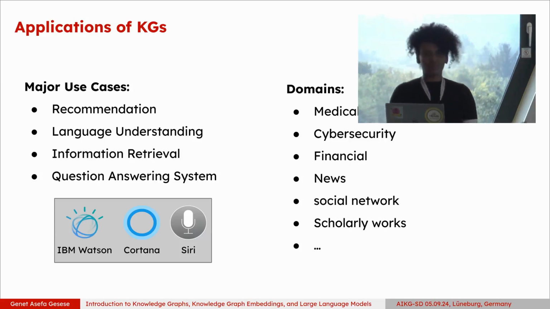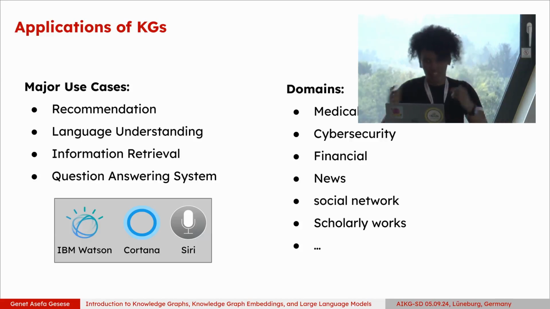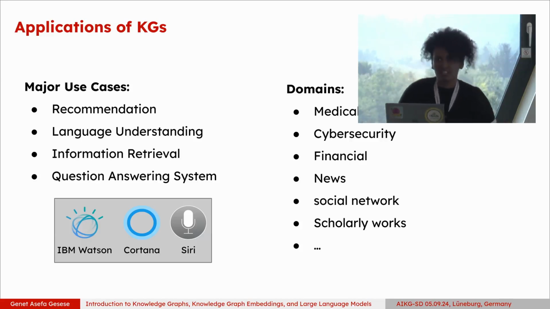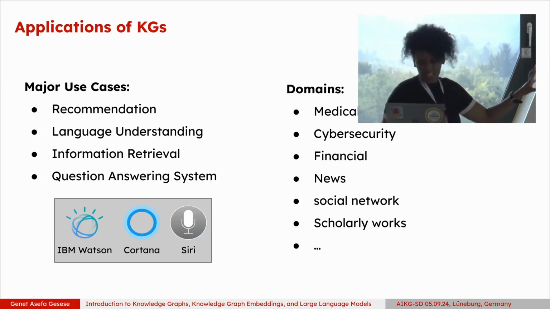So what are the domains that we know already where it's making a little bit of an impact? It's medical, cybersecurity, financial, news, social networks, and scholarly, which is what this summer school is about, right? So you can find scholarly knowledge graphs like AIKG. So these are interesting application areas for knowledge graphs.